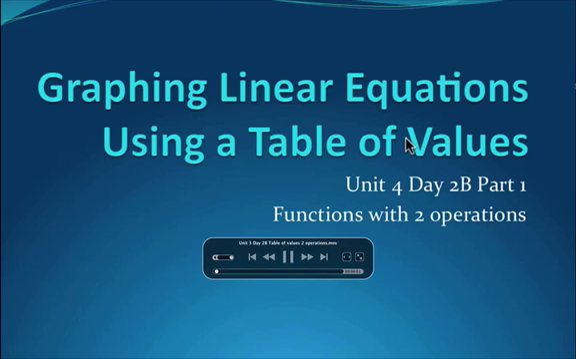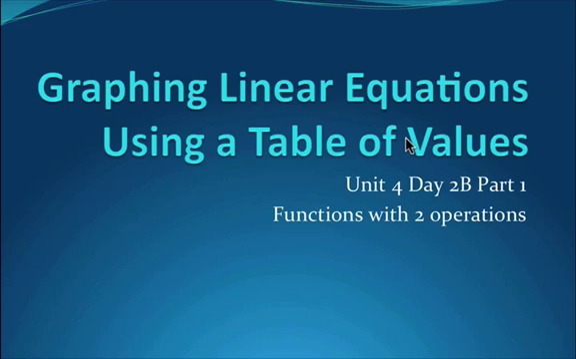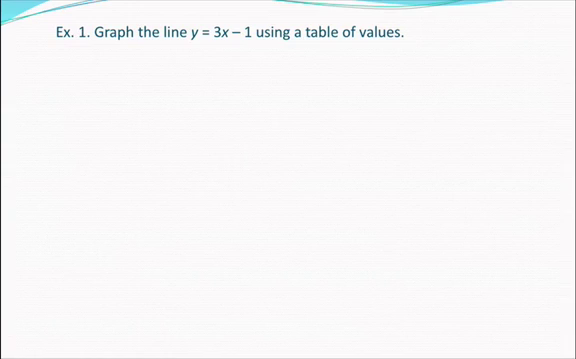So this is the first lesson for graphing functions using a table of values that involves two operations. In this example, we're going to look at y equals 3x minus 1, graphing this linear equation using a table of values. And it's just like our output and input examples before. In this case, our output will be equal to 3 times our input, which is our x value. So 3 times our input minus 1.